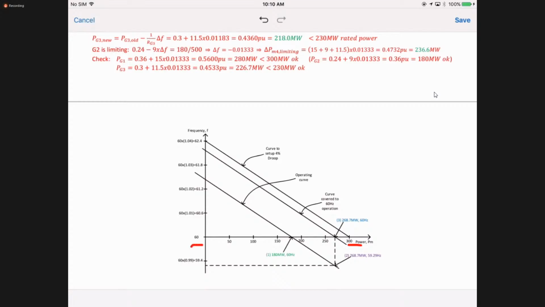It is running at 60 hertz. When the output is 0, the frequency is supposed to build up by 4%. So then you have 2 points, you can draw a straight line. The two-point form you learned in grade 12.